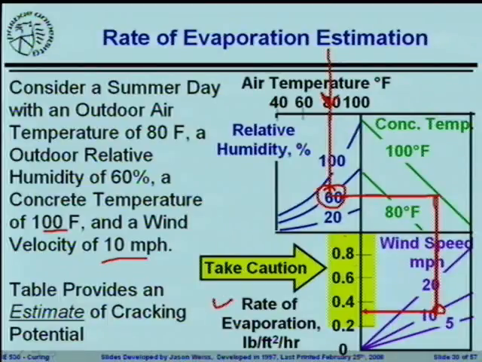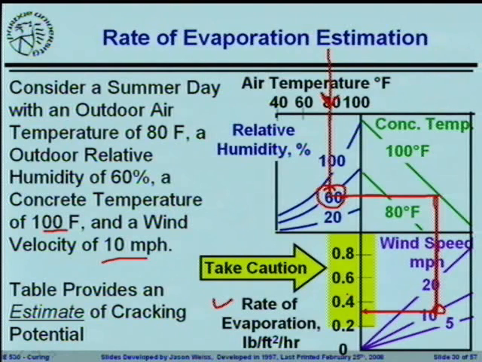Some of the things that you can start to walk away with here, you know that the drier the concrete is, the bigger the potential you're going to have for a problem. The hotter the concrete temperature is, the higher the wind speed, the greater the chance there's going to be a problem in this particular nomograph.